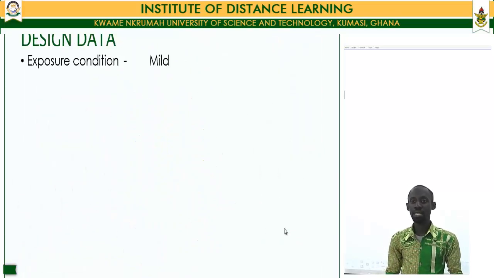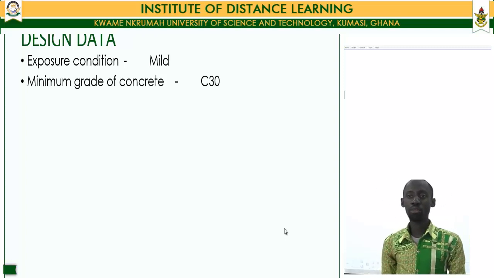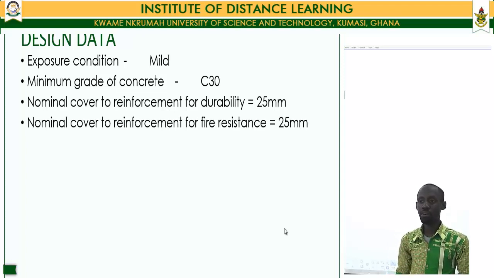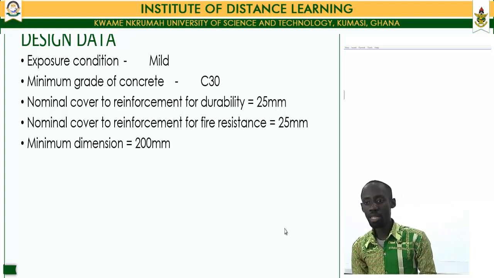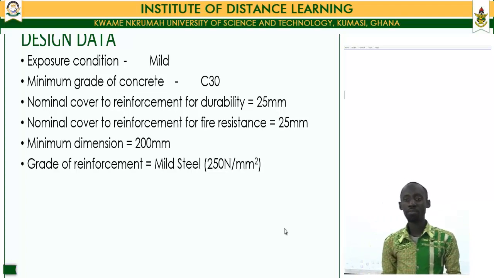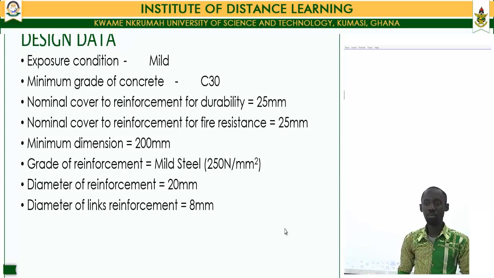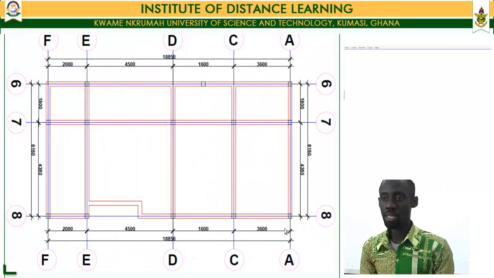For our design data, we are using an exposure which is mild. The minimum grade of concrete that we are going to make use of is a C30. The nominal cover to reinforcement for durability is 25. That for fire resistance is 25. The minimum dimension is 20 mm. And for the grade of reinforcement, we are making use of mild steel with a diameter of 20 mm. And the diameter of our links is also going to be 8 millimeters.